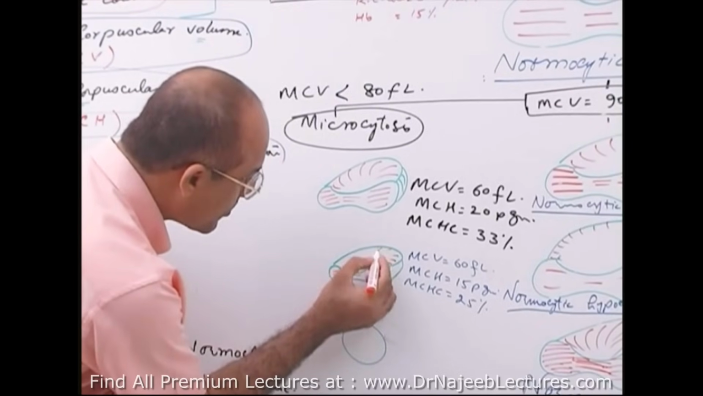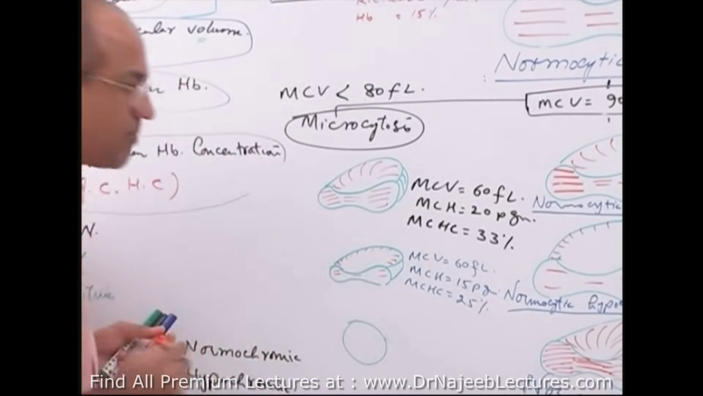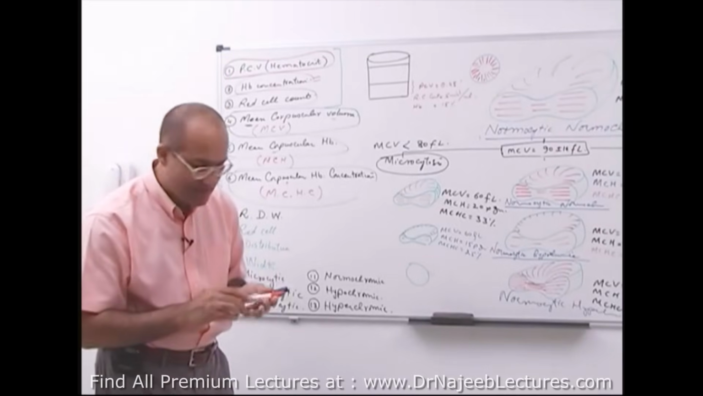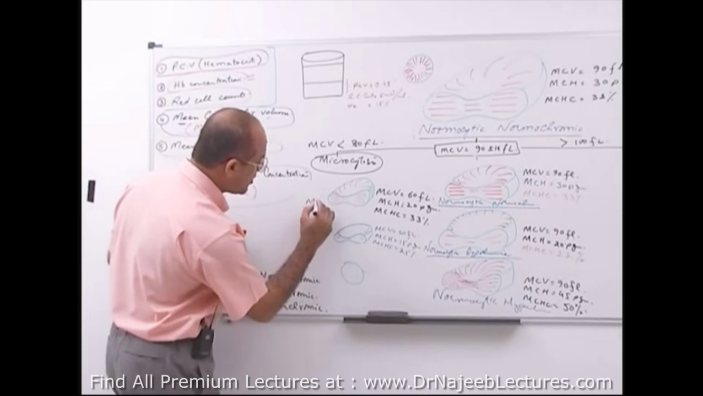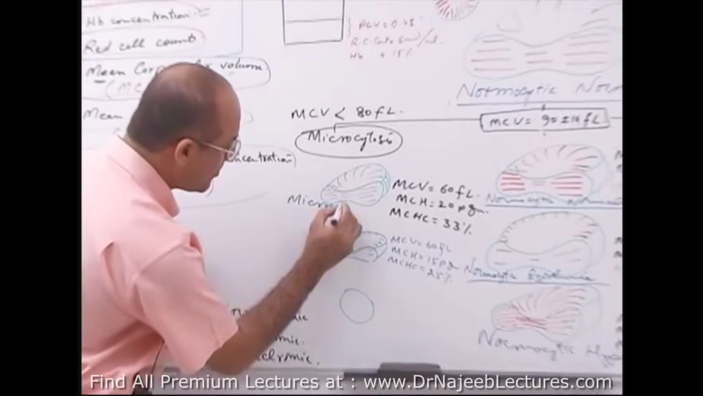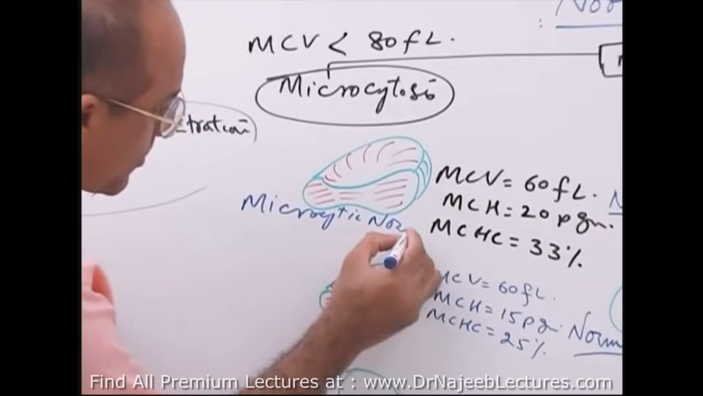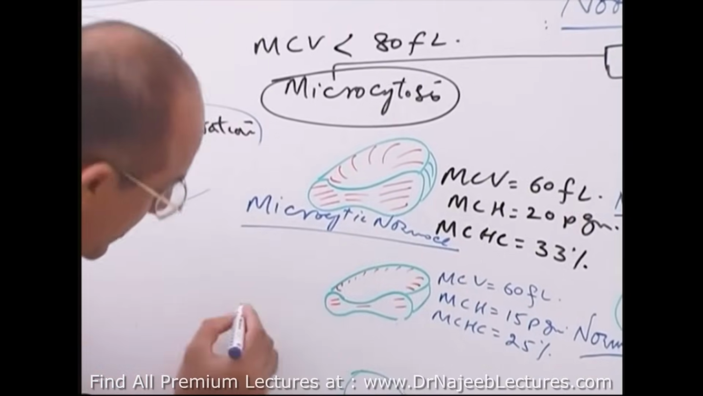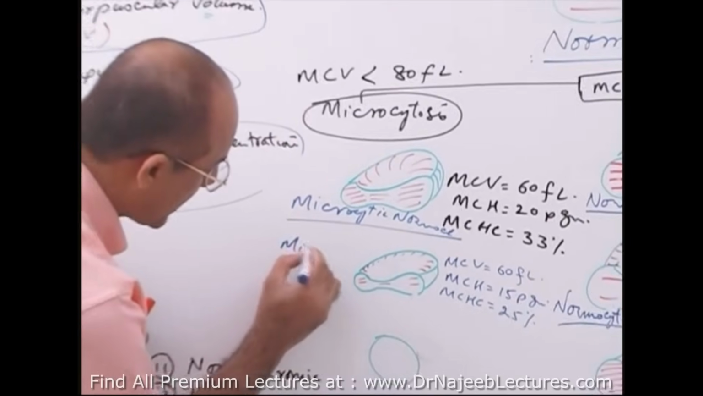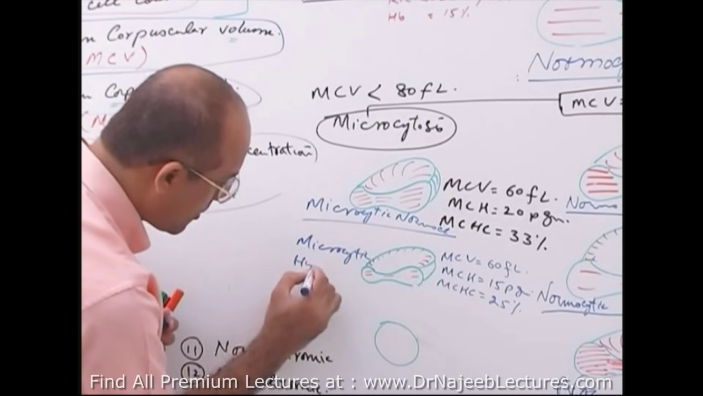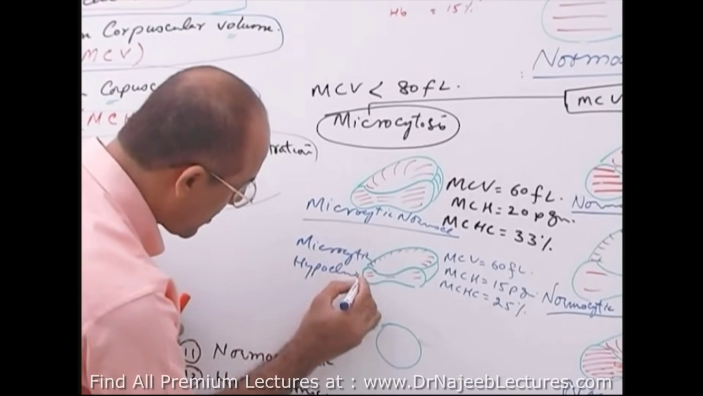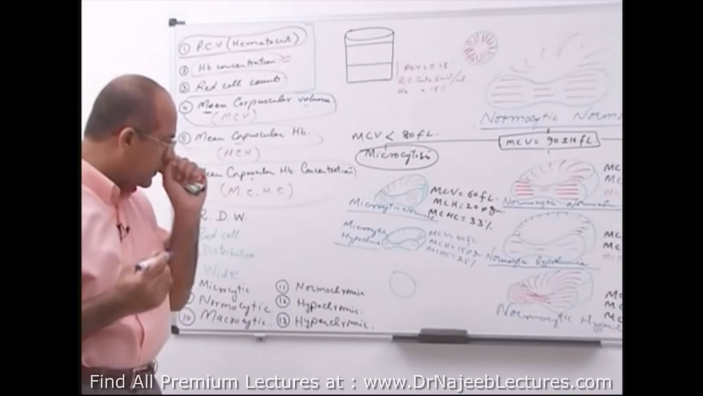And so what is it now? Microcytic hypochromic. What is it? The upper one was microcytic normochromic. This is microcytic, yes, hypochromic.